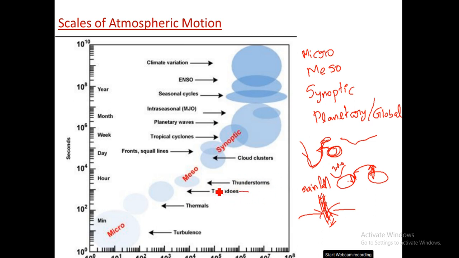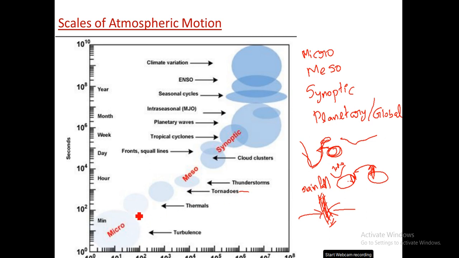And then tornadoes. Tornadoes you may have seen in movies and all. This basically forms on land. It is also a kind of moving circulation. This is also a mesoscale phenomenon. The region where it will have an impact will be less compared to synoptic scales. These are two examples of mesoscale phenomena.